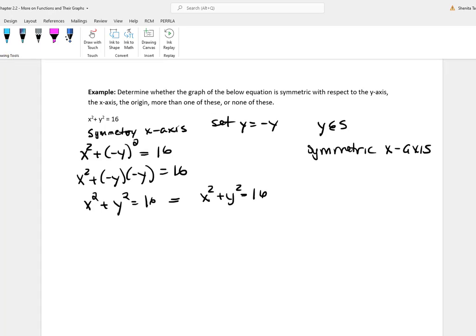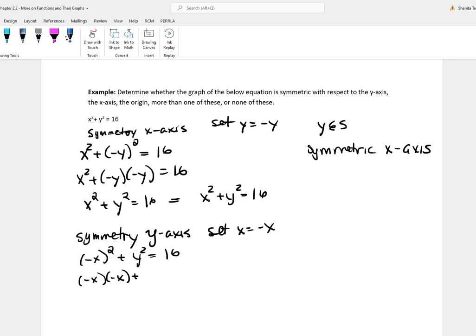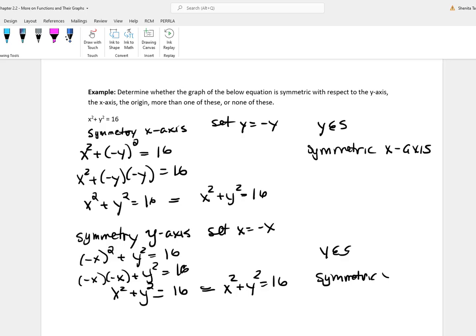Okay, so let's do symmetry about the y-axis. We're going to set x equal to negative x. So we get negative x squared plus y squared is equal to 16. Negative x squared is just negative x times negative x, which is just x squared. Then we get x squared plus y squared is equal to 16. This is equal to our original problem. So yes, this is symmetric about the y-axis.